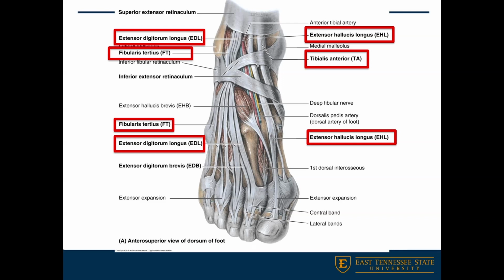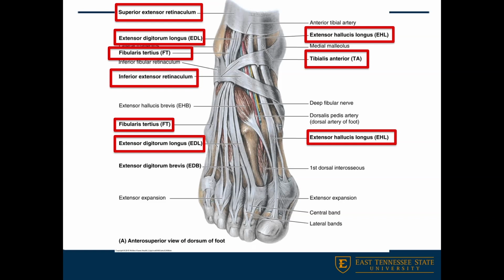Now, the interesting thing about the ankle is that there is an extensor retinaculum. There is both the superior and the inferior extensor retinaculum. Imagine this as being an area in which the tendons are bound to prevent bowstringing during dorsiflexion.